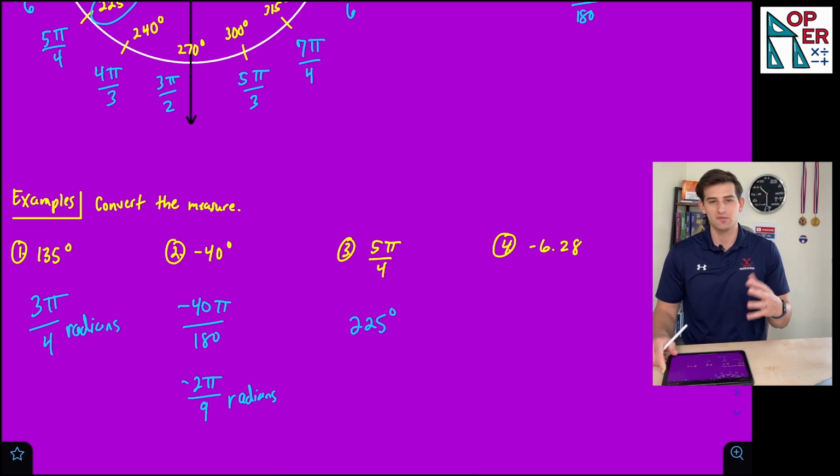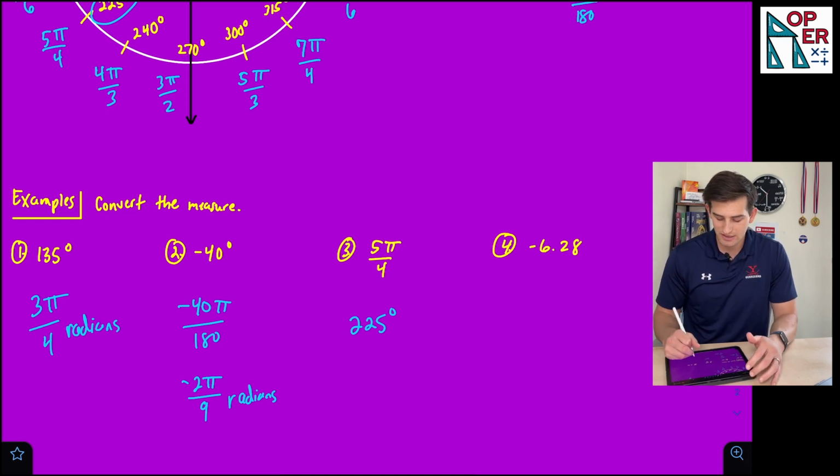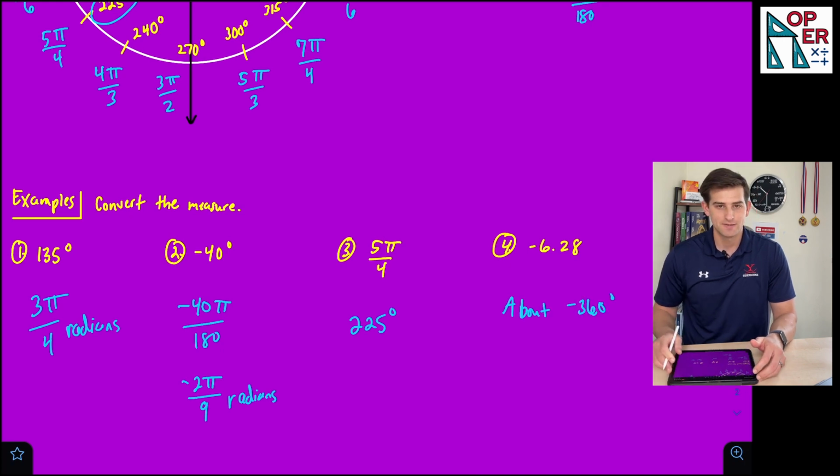And our last one looks a little bit weird. It doesn't have a degree symbol, and it also doesn't have the pi symbol. So in this case, we're going to say this would be a radian measure because we don't see a degree. And negative 6.28, well, we know pi is roughly 3.14, so times 2 would be 6.28. So we're just going to say this is approximately or about negative 360 degrees, okay?